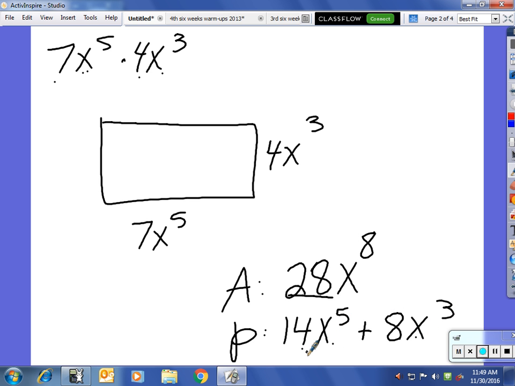Why can't I put these guys together? They are not like terms. And the exponents that we started with are the exact same in my answer. On perimeter, exponents don't change. On area, they will always change. All right, last one, and then we're going to take our quiz.